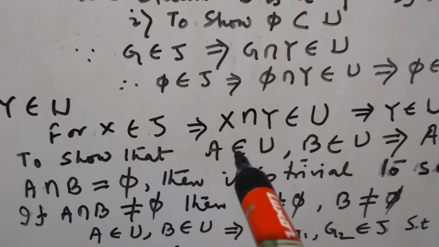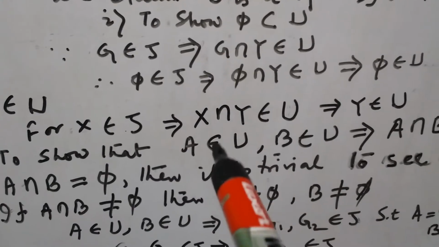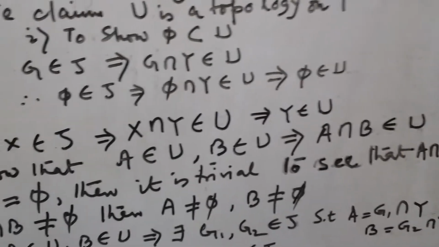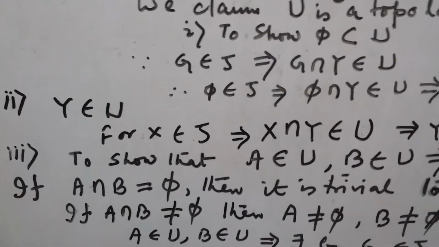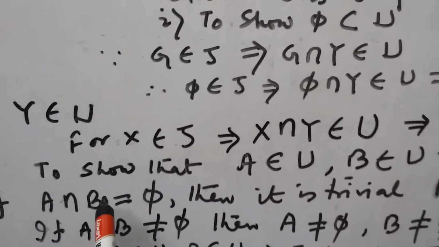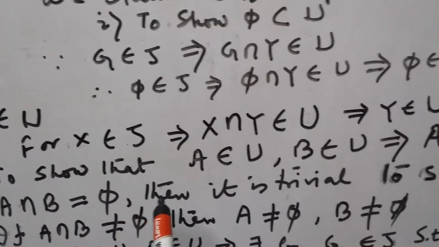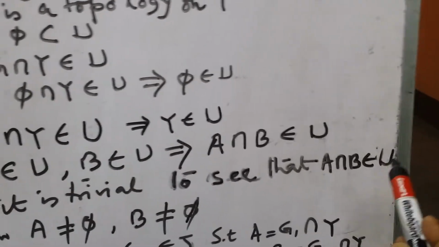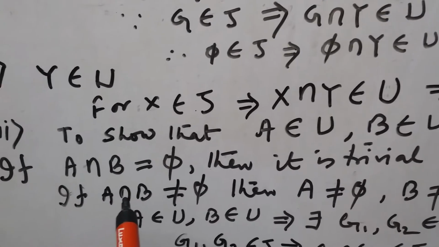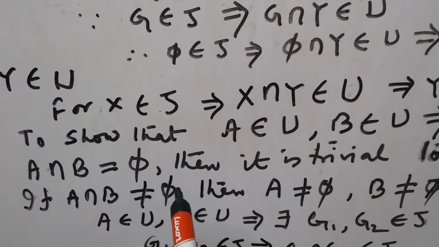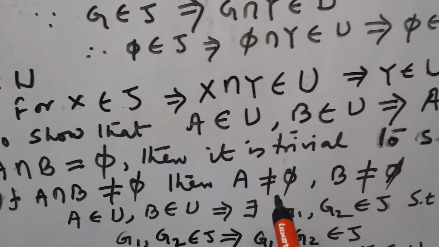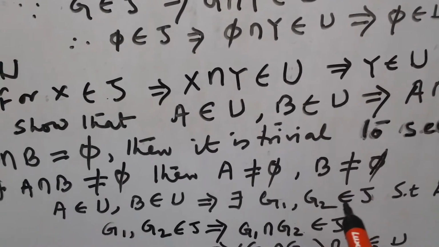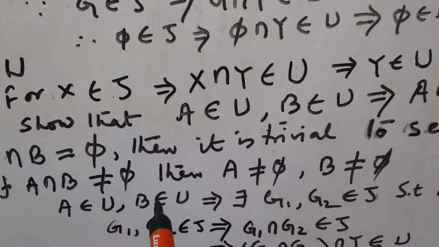To show that if A belongs to U and B belongs to U, then A meet B belongs to U. Let's see. If A intersection B is equal to phi, then it is trivial to see that A intersection B belongs to U. If A intersection B is not equal to phi, then A is not equal to phi and B is not equal to phi, with A belongs to U and B belongs to U.